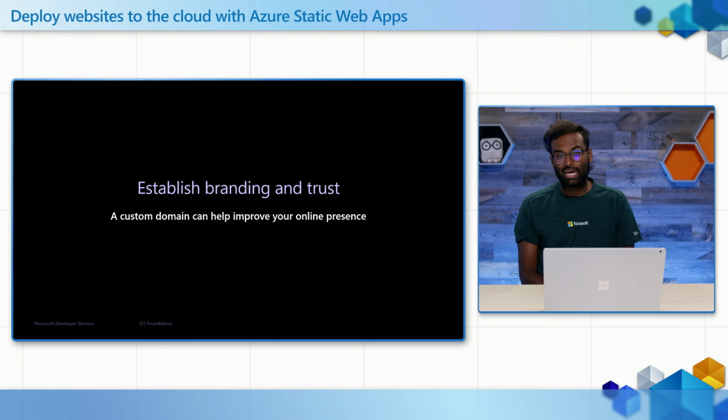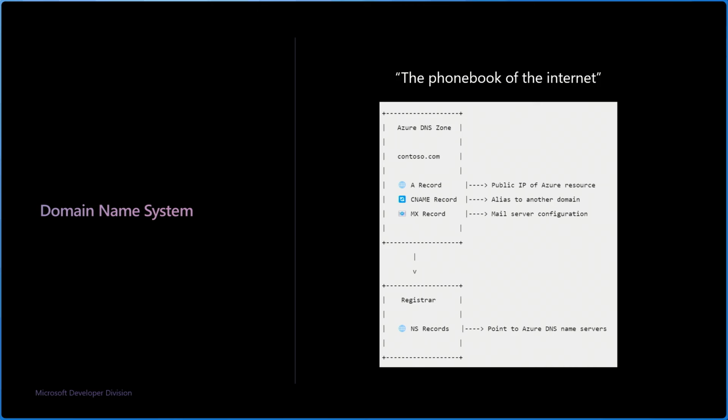I'm going to begin by asking the question, why do we even need a custom domain? Custom domains are critical for branding and establishing trust with your users. Instead of having a website URL like yourapp.azurestaticapps.net, you can personalize it to yourdomain.com. But how does this actually work?